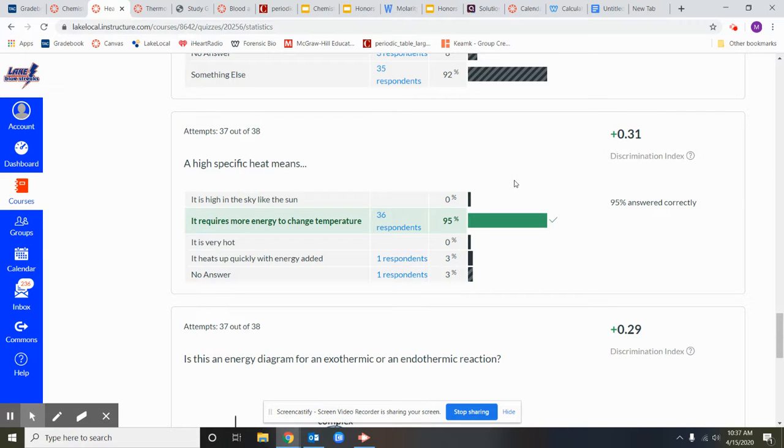This is just understanding what specific heat is. So specific heat by definition is the amount of energy it takes to raise 1 gram of any substance by 1 degree Celsius. So if you have a high specific heat, it means that it takes a lot of time to get a temperature change. So it's going to take a lot of energy and a lot of time. So if something has a really high specific heat, you're not going to see a temperature change as quickly as you would with something with a low specific heat.